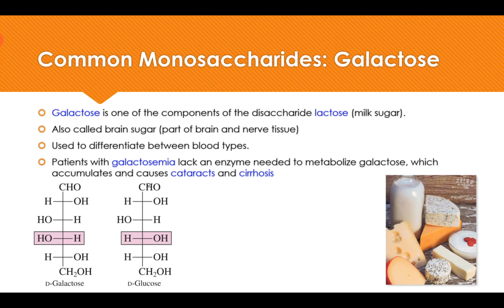And as discussed earlier, these are epimers. This is an epimer of glucose. So this is a C4 epimer of glucose.